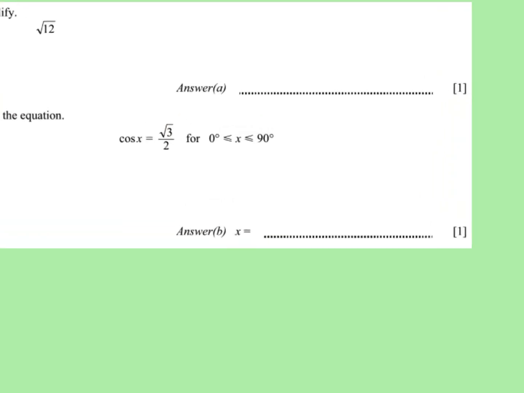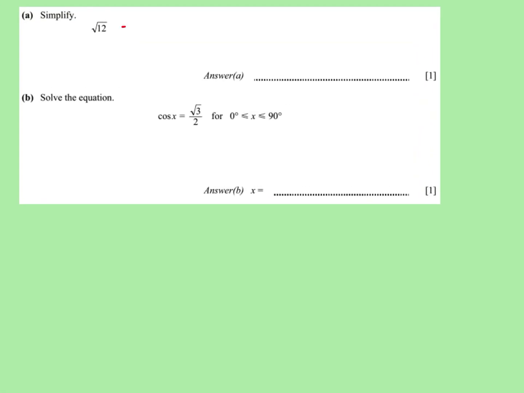Root 12, I hope that's painfully easy by now. That would be saying root 4 times root 3, split up so that one of the factors is a square number. So that's going to be 2 root 3. So my answer is 2 root 3.